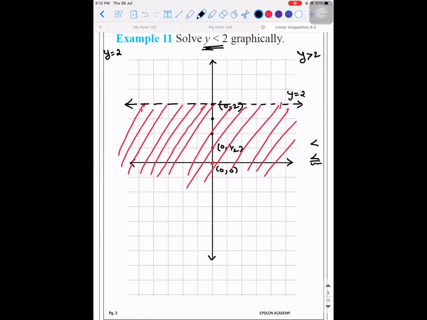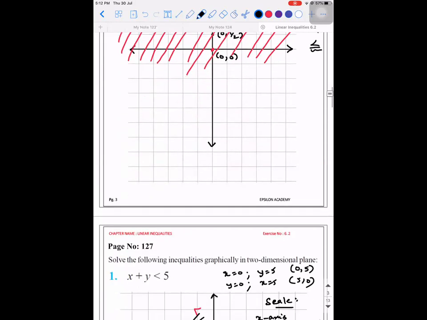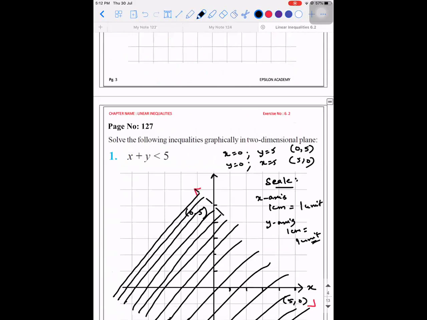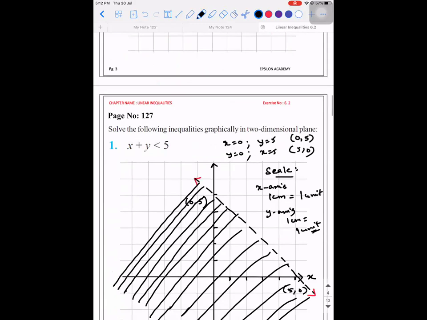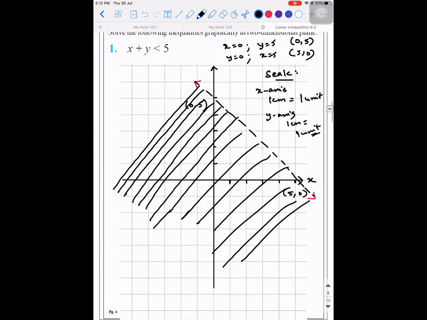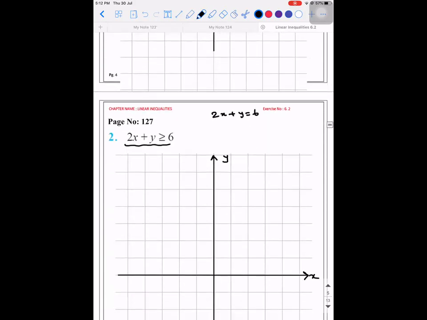This is y is equal to 2. Similarly, here the line will be like this. Similarly, in this case, what will happen? 2x plus y is equal to 6. X equal to 0, y will be 6. So 0, 6 is one point. Y is equal to 0, X will be equal to 3. So 3, 0 is another point.